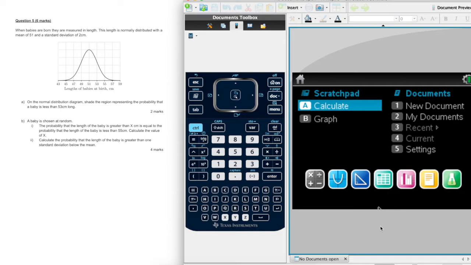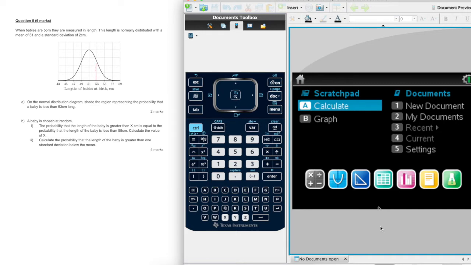So question 5 is again on normal distribution, and this time we're looking at the length that babies are born at, and they're distributed around a mean of 51 and a standard deviation of 2 centimetres. So on the normal distribution, first of all, we need to shade the area that shows the probability less than 53 centimetres long. So less than 53 centimetres.